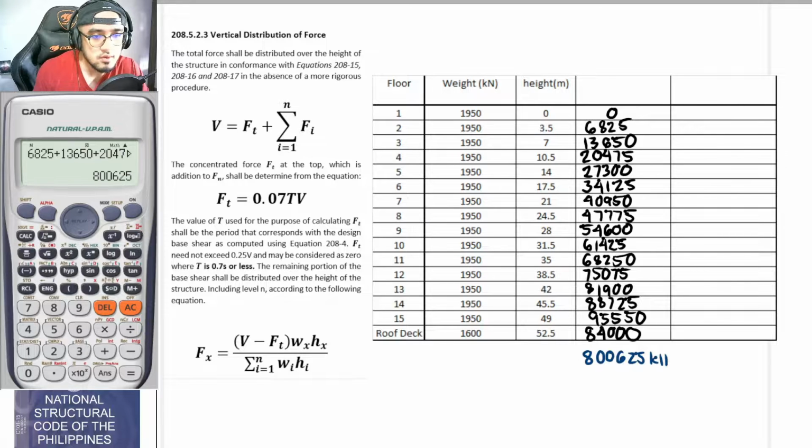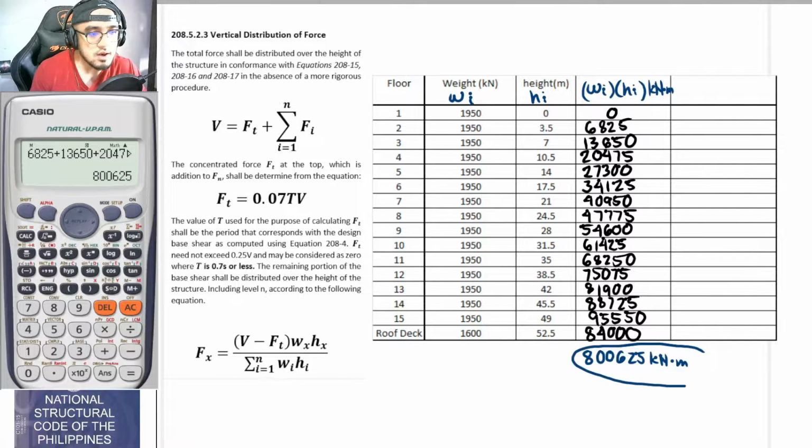800,625 kilonewton meter. So by the way, these are the values for your WI and these are the values for your HI. So this is basically WI. So this is WI times HI and the unit here is kilonewton meter. And as you can see, this is WIHI. And this one here is the summation of all of the products of WIHI. So there. So what is the importance there? And we will be making use of this value in order for us to distribute whatever needs to be distributed.